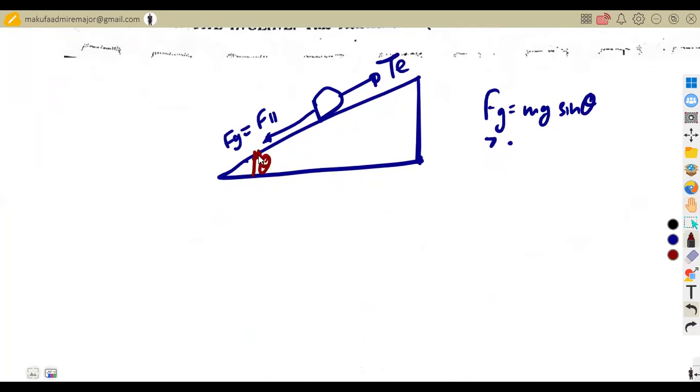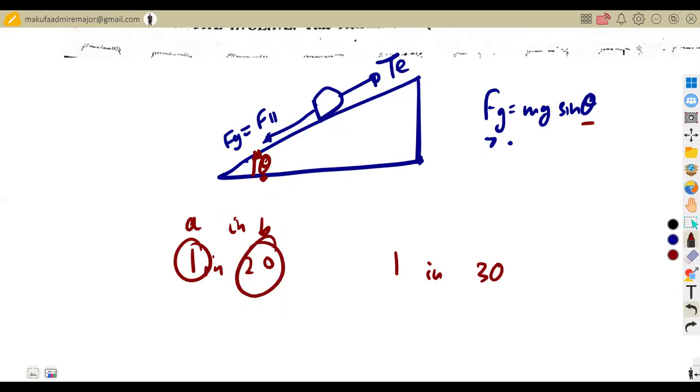So this is what I want you to understand about the theta. If you are given the theta, it is fine, you just have to substitute. Maybe your theta is 20 degrees, it's fine. But you might be given a condition where they give you the ratio of, maybe, A in B, which is 1:2 or 1:20 or 1:30, whatever condition that they might give you, 1:30 or 1:40. This is the ratio that belongs to the tan of theta, like 1:20. So it is the ratio of the tan of theta.